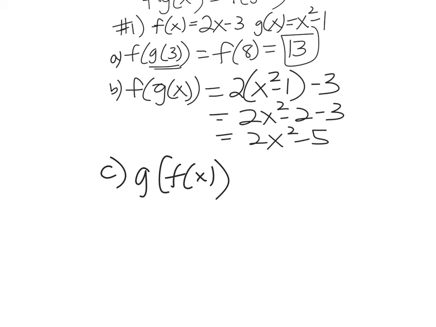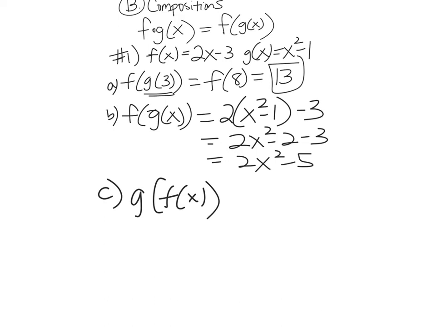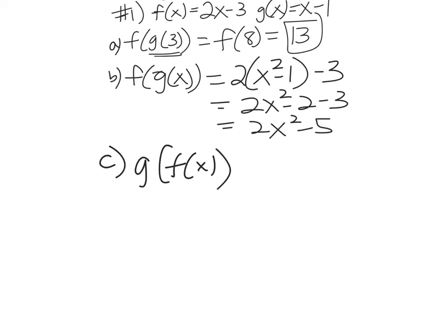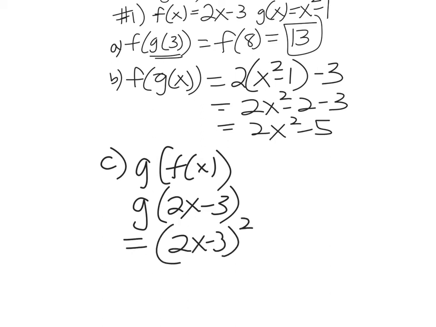So let's take f of x now, which is 2x minus 3. We're going to plug that into our function g. If you want to write this, you can, if it helps you. We're really doing g of 2x minus 3, because that's what f of x is. And that is equal to 2x minus 3 squared, minus 1. And then, of course, I'm going to ask you to simplify that.